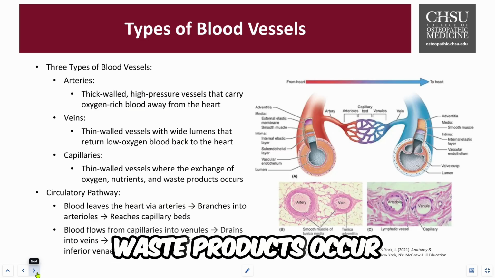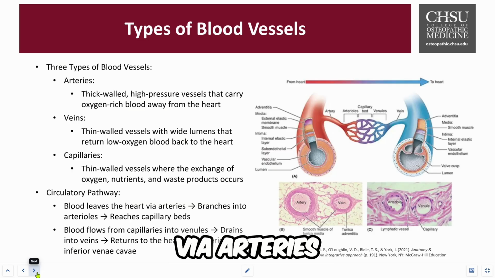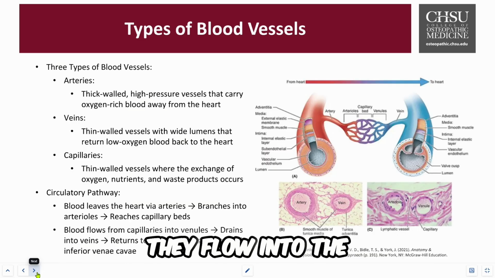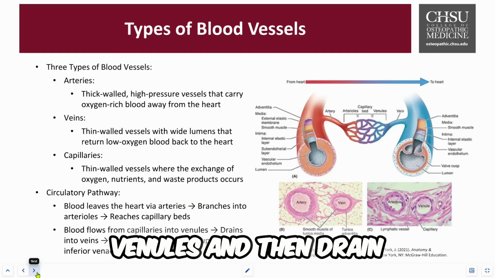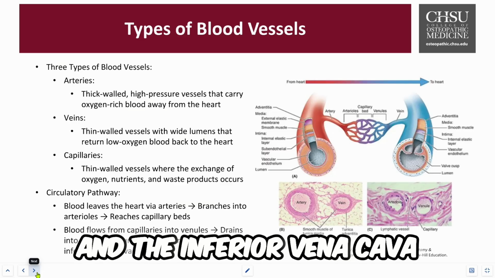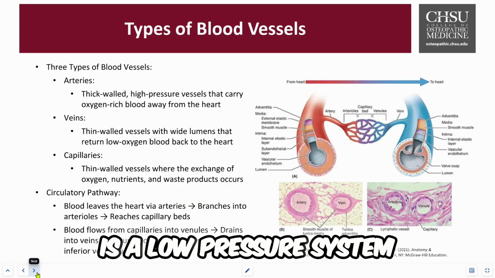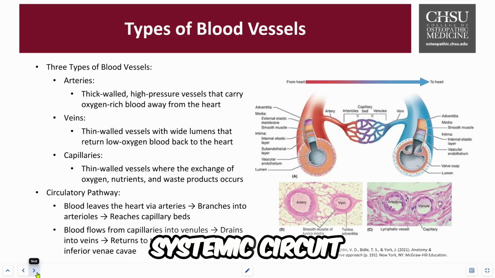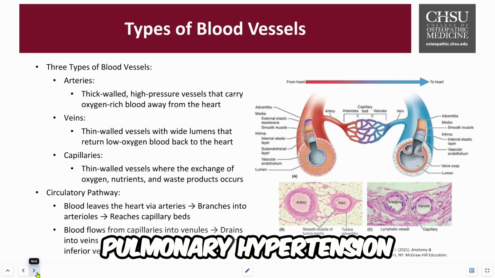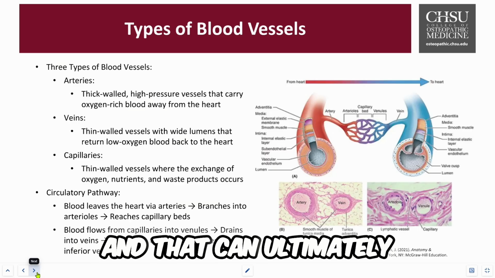occurs. The circulatory pathway involves blood leaving the heart via arteries, which branch into arterioles, and then reaching the capillary beds. From the capillary beds, blood flows into the venules and then drains into the veins. And then finally, it returns to the heart via the superior and the inferior vena cava. The pulmonary circuit, for example, is a low-pressure system, unlike the high-pressure systemic circuit, which has clinical relevance for conditions like pulmonary hypertension, in which there's an elevated pressure in the pulmonary arteries, and that can ultimately strain the heart.